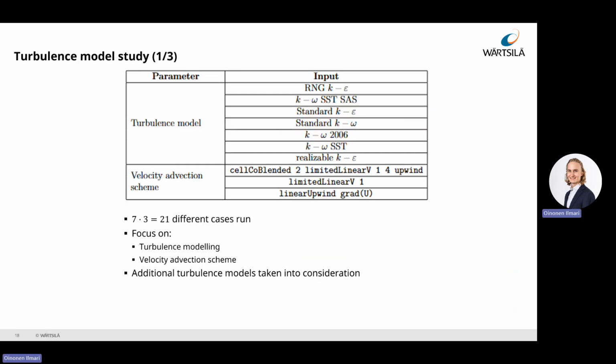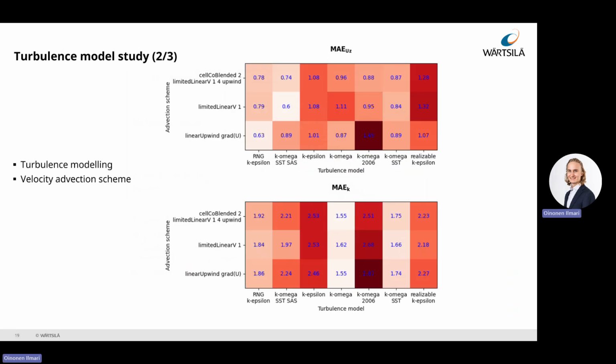The third study looked at 7 different turbulence models and 3 velocity advection schemes that were the same as in the first study, totaling 21 cases. For the velocity prediction, the RNG k-epsilon and k-omega SST SAS turbulence models performed well again. The standard k-omega and k-omega SST had very good predictions for turbulent kinetic energy. And the k-omega 2006 had noticeably poor performance.